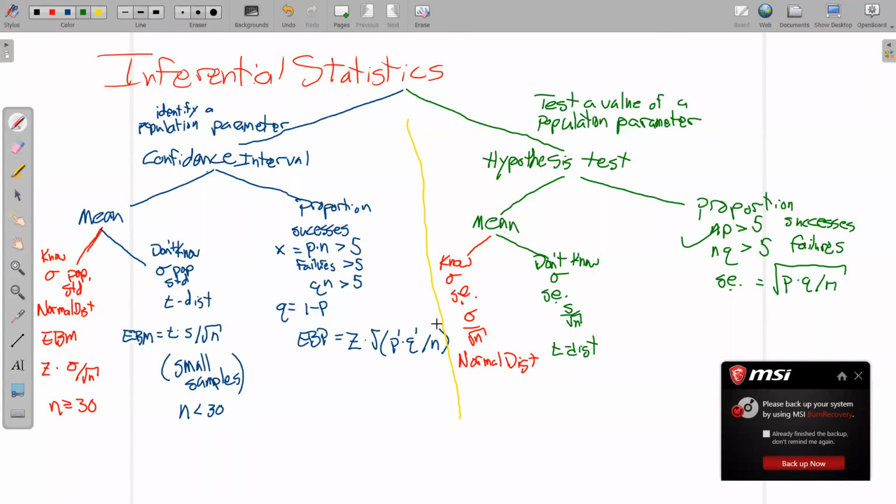And notice that it's almost the same thing as over here. Notice in the confidence interval, it's P prime Q prime. And the importance of that right there, those are sample values. If we're talking about a confidence interval, and if we're talking about a hypothesis test, then it's important that we switch these to the population values, the population parameters.